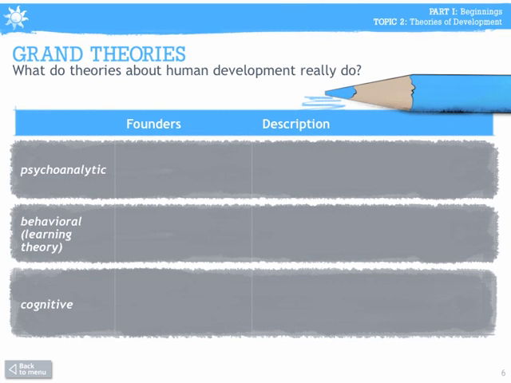So there are 3 grand theories that are comprehensive, enduring, and widely applied. They're the psychoanalytic, behavioral, and cognitive. The psychoanalytic and behavioral theories emerged in the first half of the 20th century, while cognitive theory emerged mid-century as the seedbed of research hypotheses in psychology.